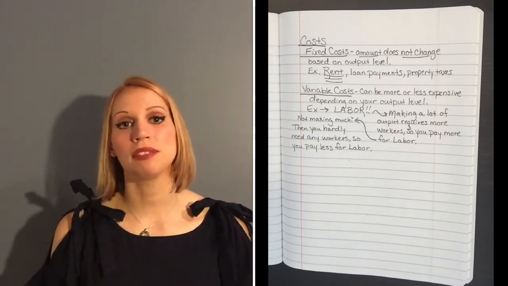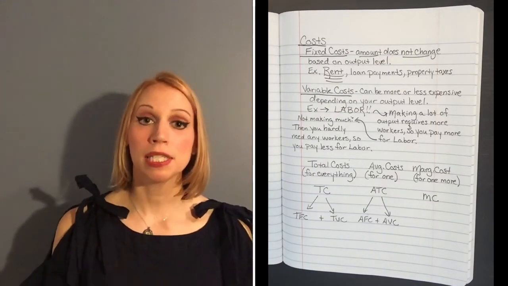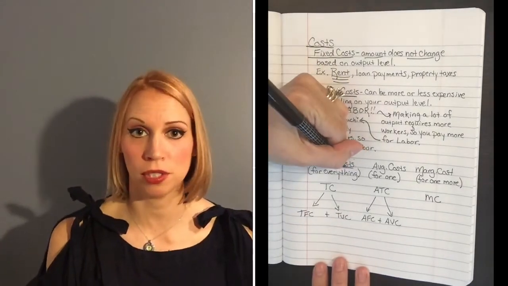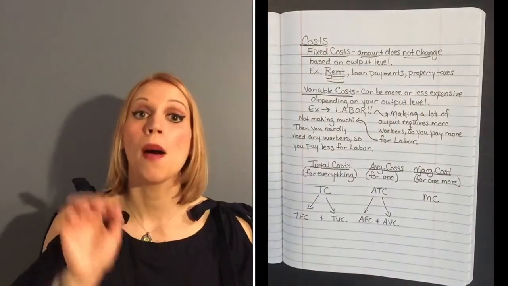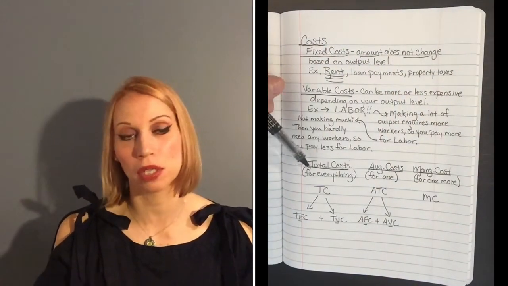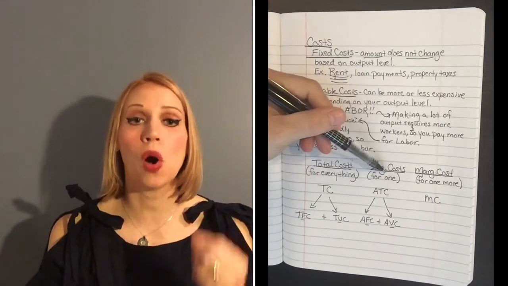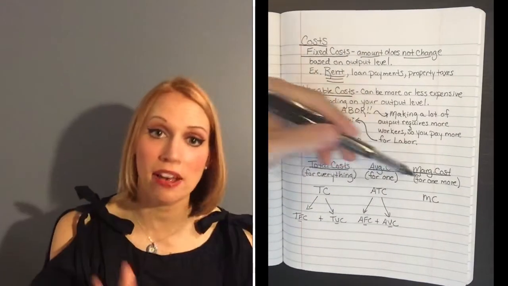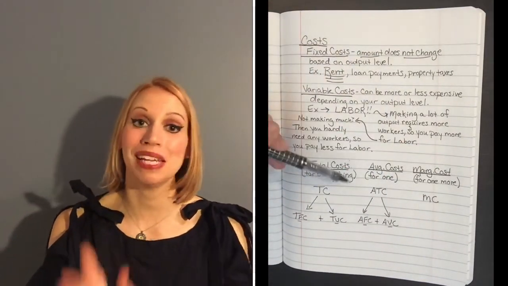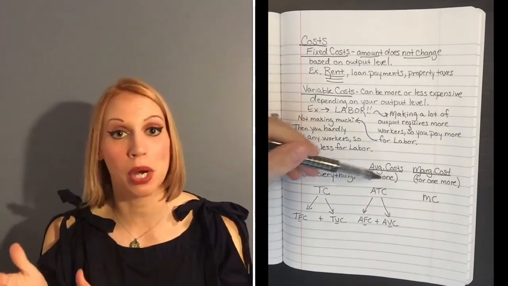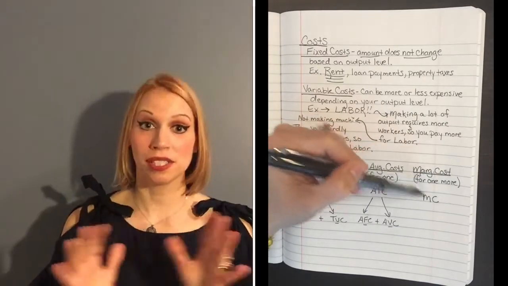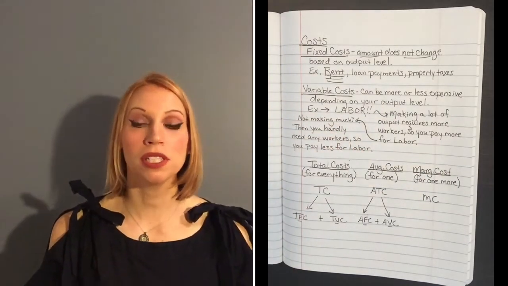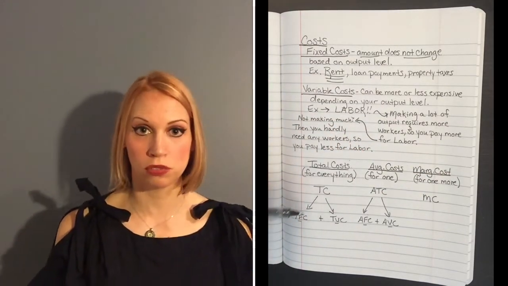Now, the reason why we have to talk about these different categories is we're about to get into some of our cost terms. You're going to see a similar pattern to what we did with productivity. We're going to have total cost terms, average cost terms, and a marginal cost term. Total always means how much for everything. Average is always going to mean how much for one. And then marginal is always going to be how much for one more. There are 7 cost terms, but we're going to start off with our total terms first.